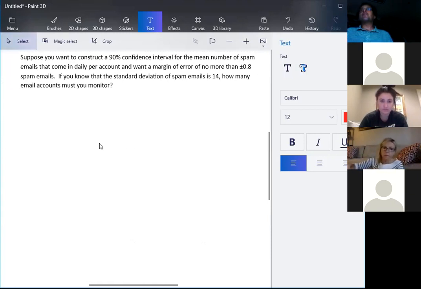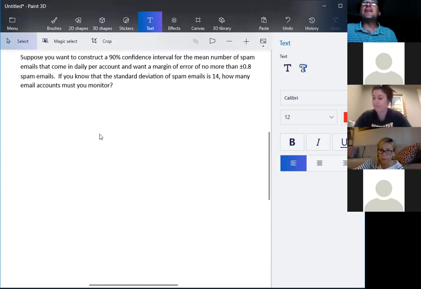Okay, suppose you want to construct a 90% confidence interval for the mean number of spam emails that come in daily per account and want a margin of error of no more than plus or minus 0.8. If you know the standard deviation is 14, how many email accounts must you monitor?